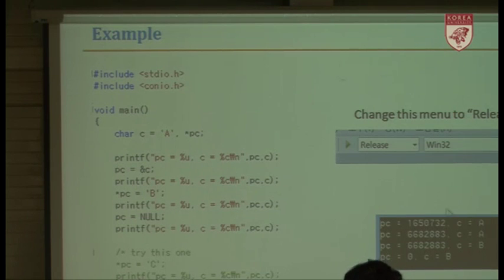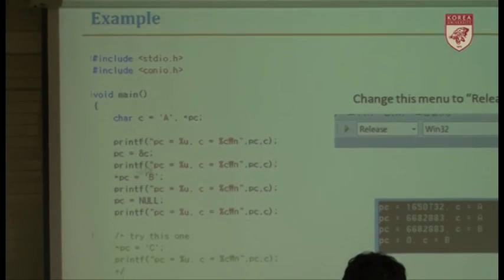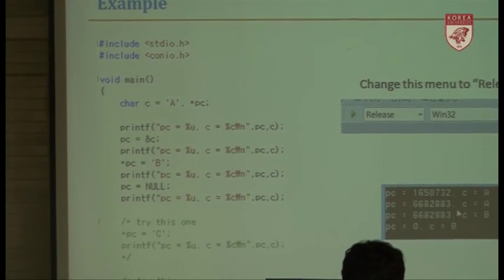because at this point PC is never initialized. So PC has something, a random value. This is the PC's value, something random. But C's value by print %C is definitely A, right? Then here we assign PC as the memory address of C.